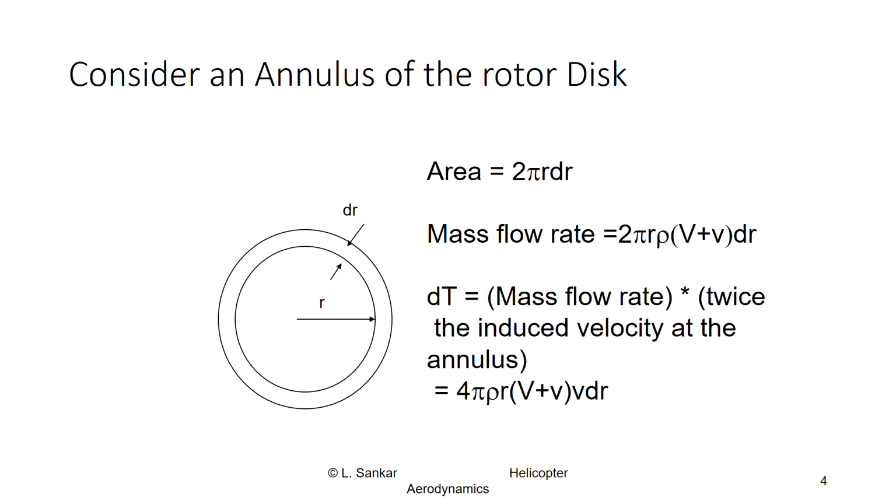Far above the rotor disk, you don't have any induced velocity. You just have the climb velocity, capital V. Far below the rotor disk, you have capital V plus 2v. So the jump in the velocity is 2 times lowercase v. So if you multiply the mass flow rate times the change in the velocity, you get the rate of change of momentum. So 2 pi r rho (V plus v) times dr, that's the mass flow rate, times 2 times lowercase v, then you get this 4 pi rho r v (V plus v) times dr.